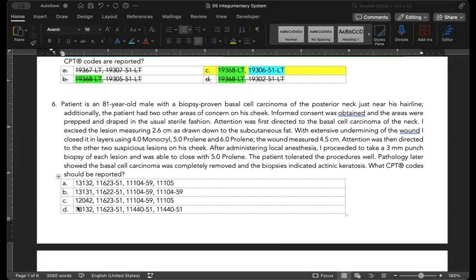So our 13132, that is for a complex repair on the forehead, cheek, chin, mouth, neck, axilla, genitalia, hands or feet. And then it's for 2.6 to 7.5 centimeters. So we did do a closure that was 4.5 centimeters. They did do extensive undermining and they closed it in layers. So is that going to constitute a complex closure?